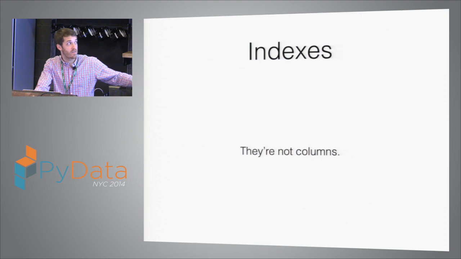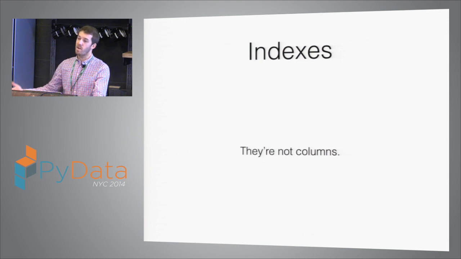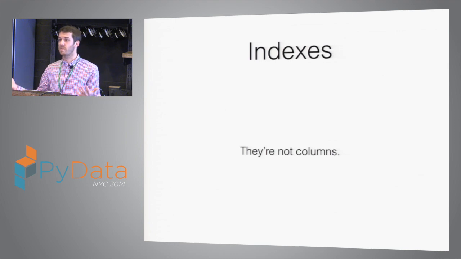And I had a lot of stuff on this slide about indexes, but ultimately I decided to delete it all and just say they're not columns, because that's all you should take away right now. You can think of an index like a primary key column, but the weird thing is that with a primary key in a database, you can just select it normally, right? Like you could say where this condition is met on the primary key.